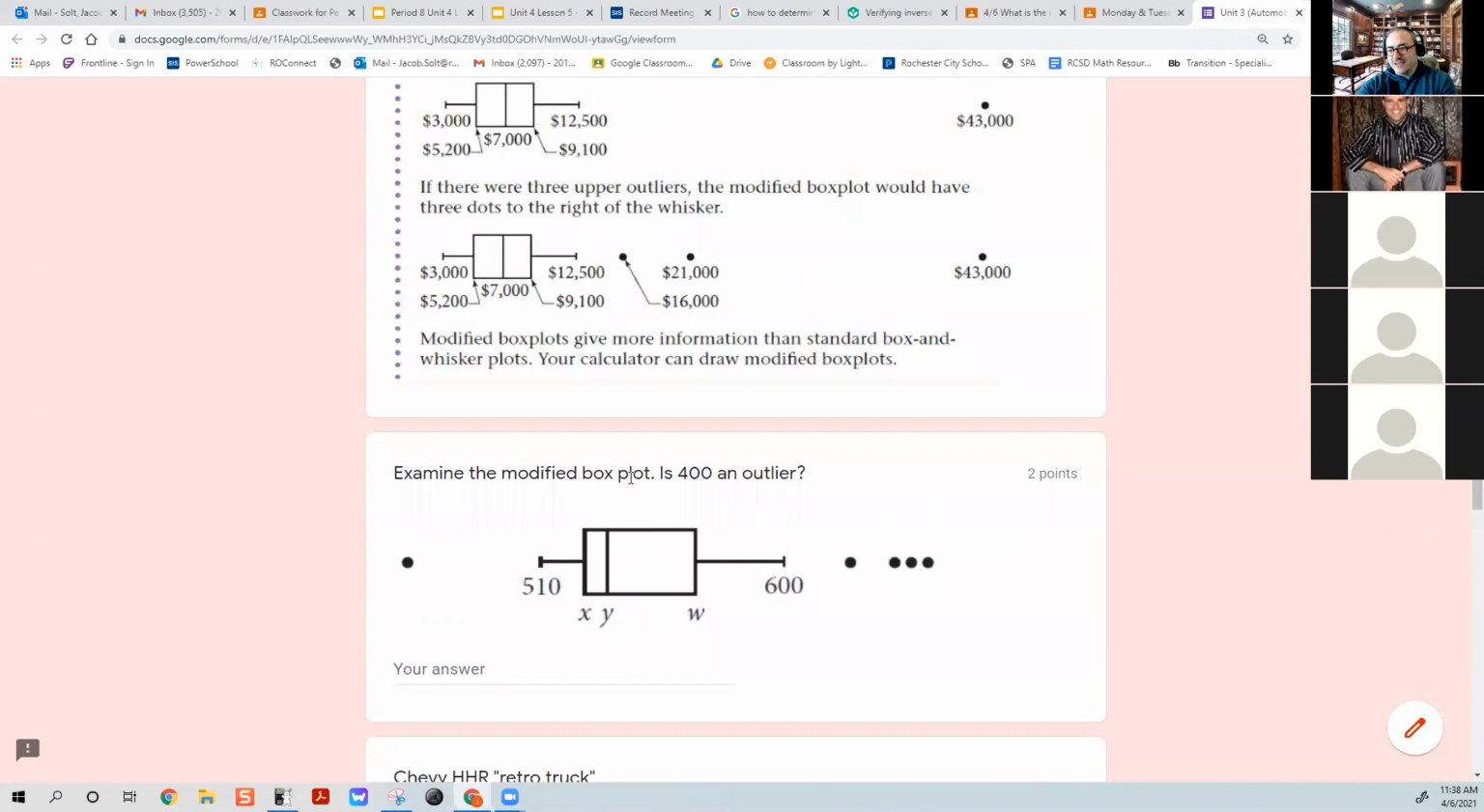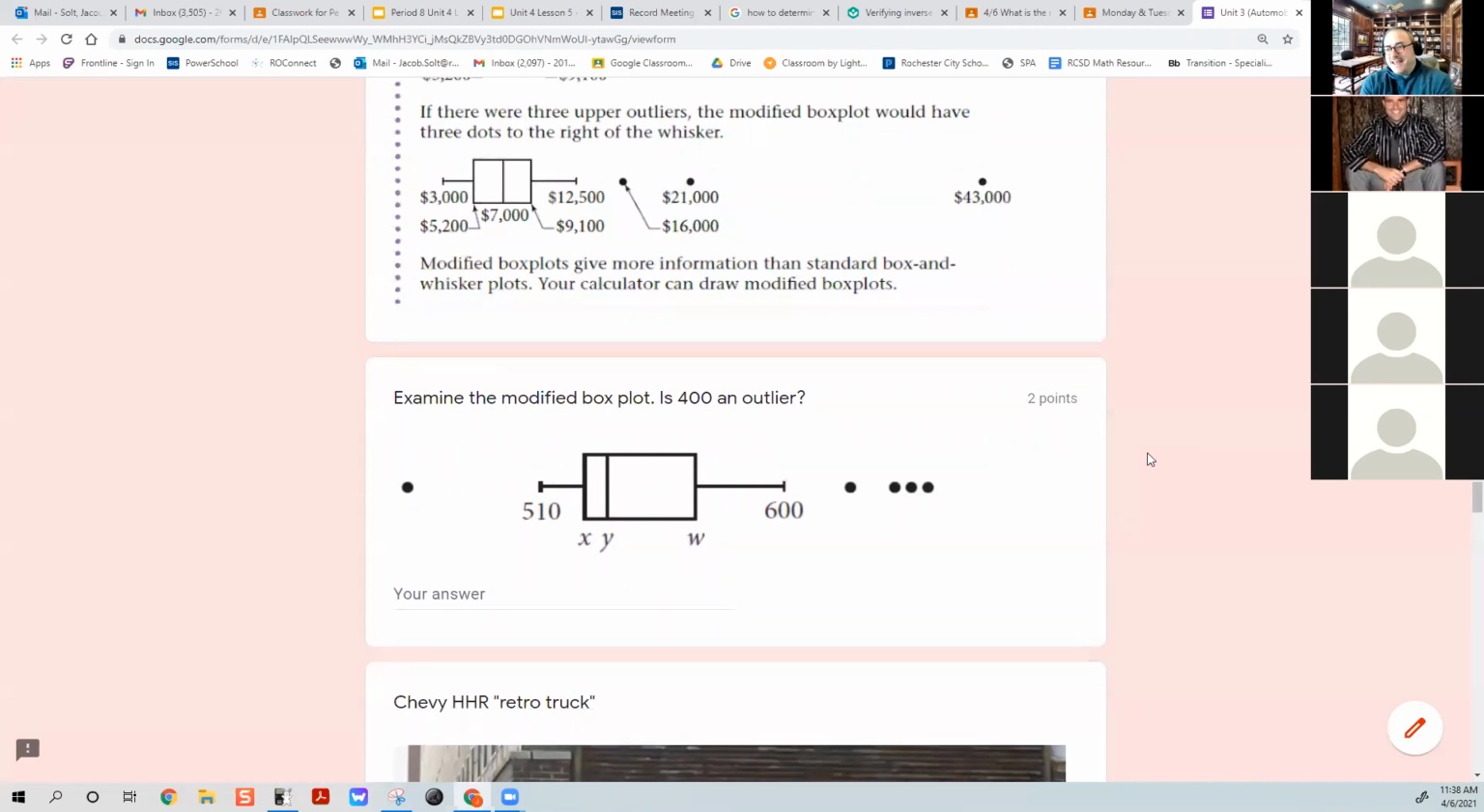Okay, so let's check to see if you understand what's going on. Examine this modified box plot. Is 400 an outlier? Tell me if 400 is an outlier. What do we think? Is 400 an outlier?